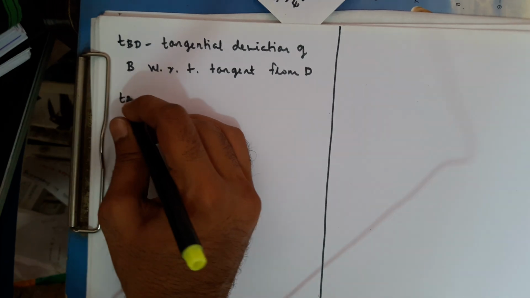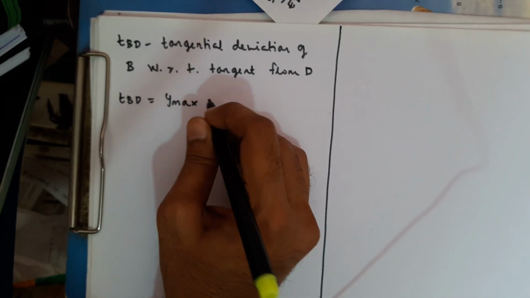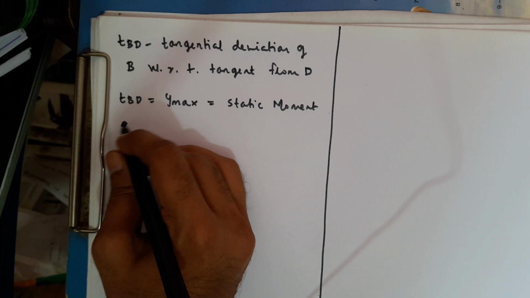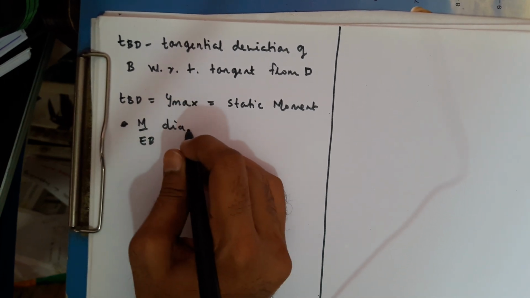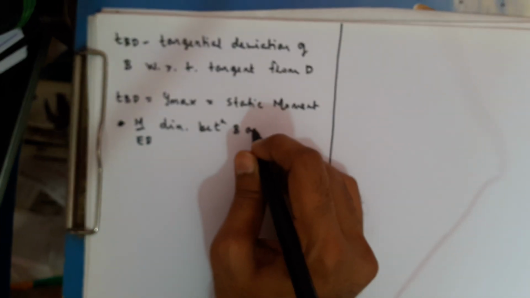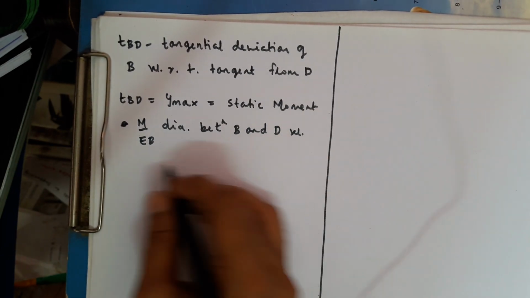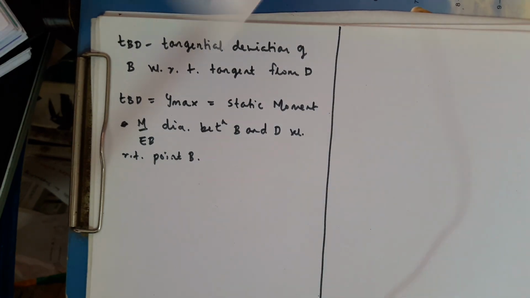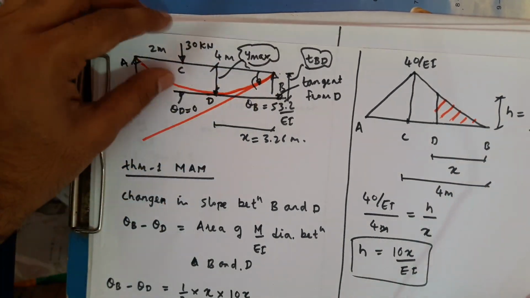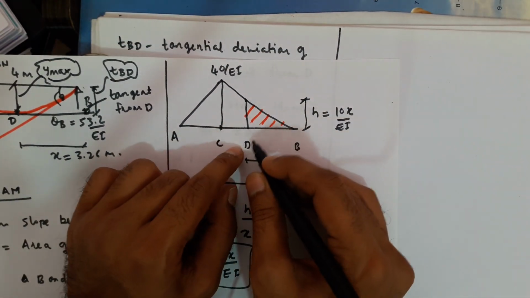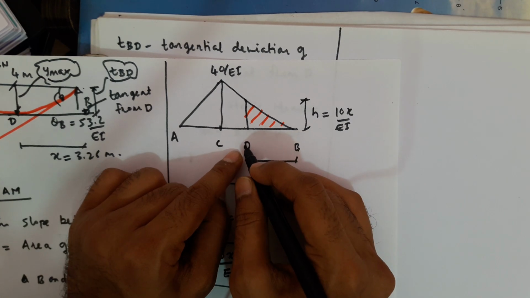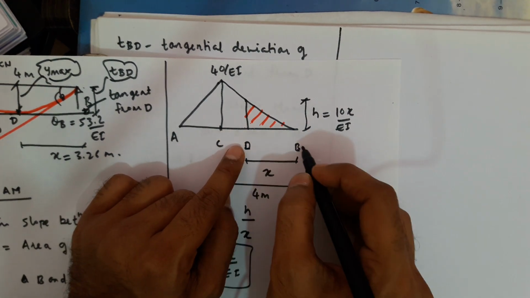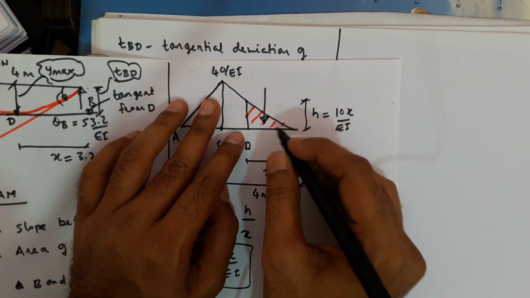So TBD is equal to Ymax, which is equal to the static moment of the M by EI diagram between B and D with respect to point B, because we are calculating the deviation of B with respect to the tangent from D. So the moment should be with respect to point B. Now you see here, we have to consider the area between B and D. So we have to calculate the static moment of the M by EI diagram between B and D with respect to point B. So the total load of this shaded area will be acting here.